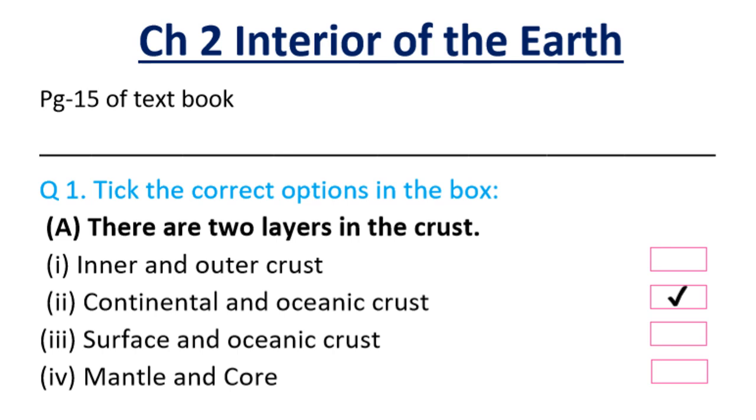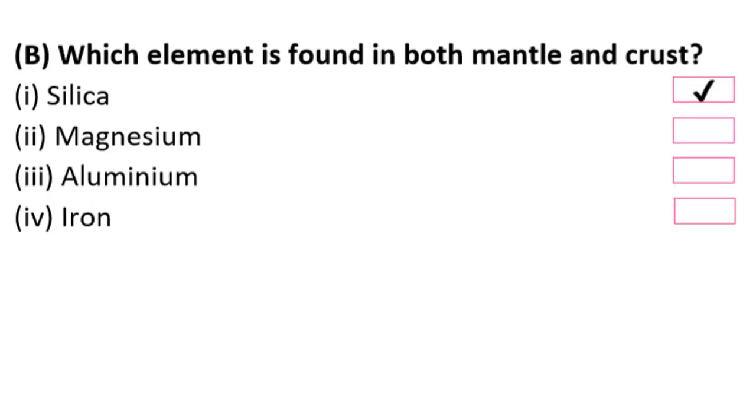A. There are 2 layers in the crust. Options: inner and outer crust, continental and oceanic crust, surface and oceanic crust, mantle and core. So the correct option is continental and oceanic crust.